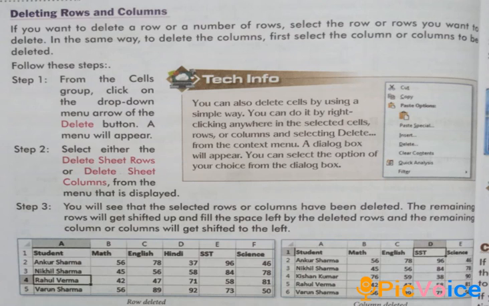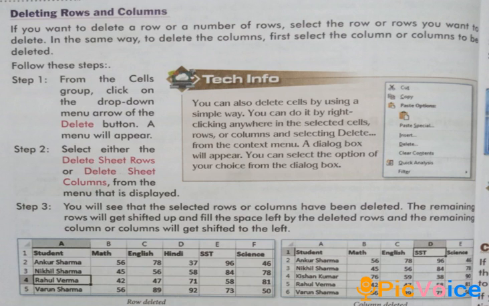Page number 42. Deleting rows and columns. If you want to delete a row or a number of rows, select the row or rows you want to delete. In the same way, to delete the columns, first select the column or columns to be deleted. Follow these steps. Step 1. From the cells group, click on the drop down menu arrow of the delete button.